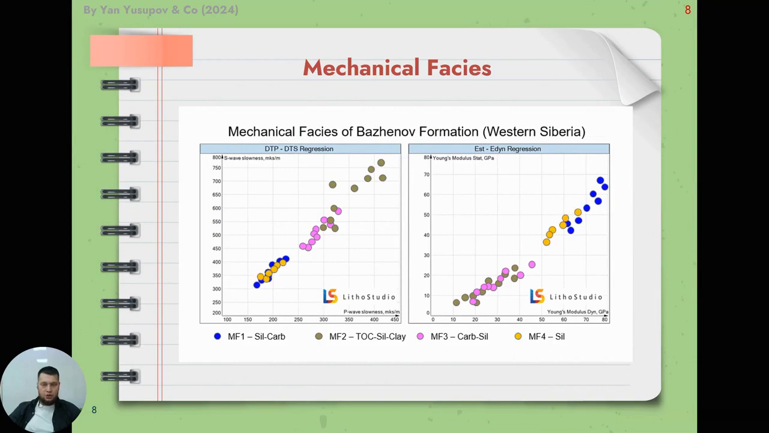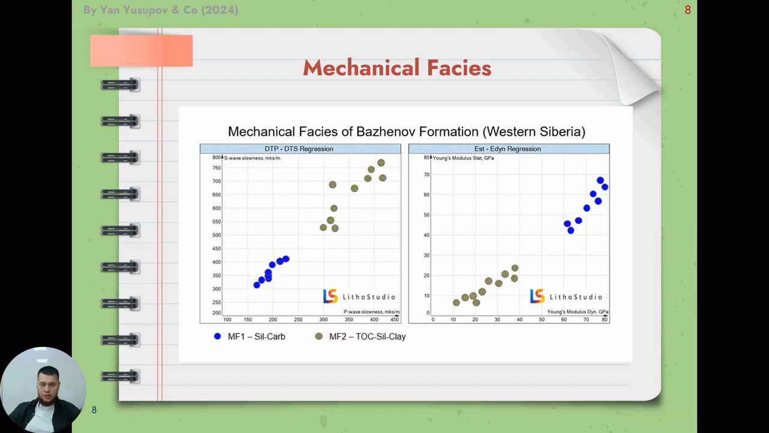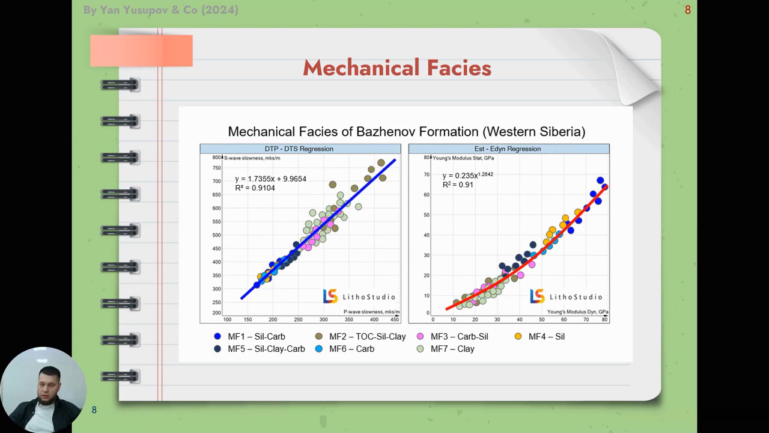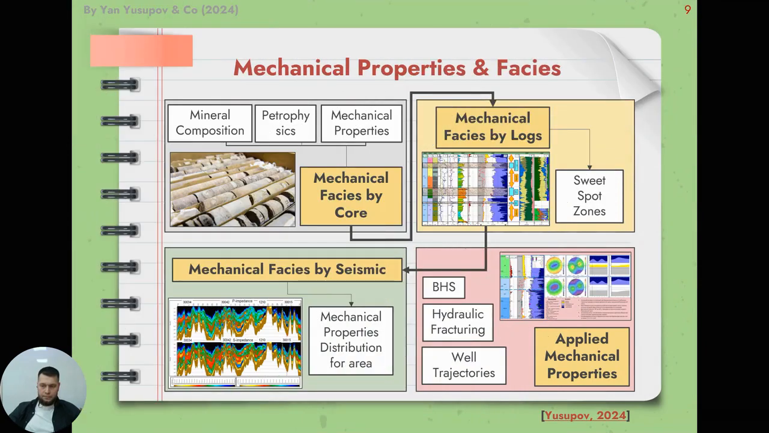Also, an important application of mechanical facies is the unconventional reservoirs. Here you see the clustering of the Bajenov unconventional formation into mechanical facies. There is very good property contrast between them. Okay, so we'll discuss it in full in one of the future lectures. On this slide you see an example of mechanical facies clustering at any level, from core level and logging level to seismic level.